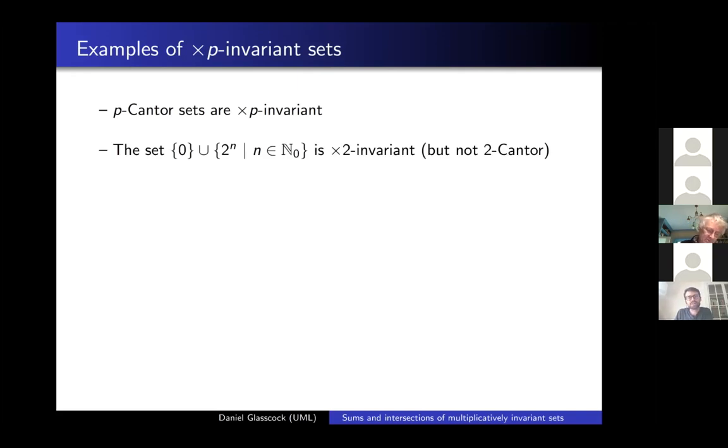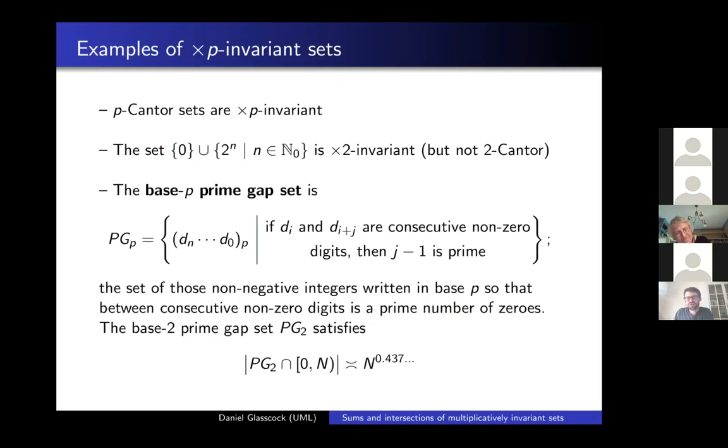But then there are a bunch of times p invariant sets which are not p-Cantor sets. So for example, the set of powers of 2, which appeared in that conjecture of Erdős, is a times 2 invariant set. But it's obviously not a 2-Cantor set. And then you can get fancy with it. But this has nothing to do with the rest of my talk, so I'm going to skip it for the sake of time.